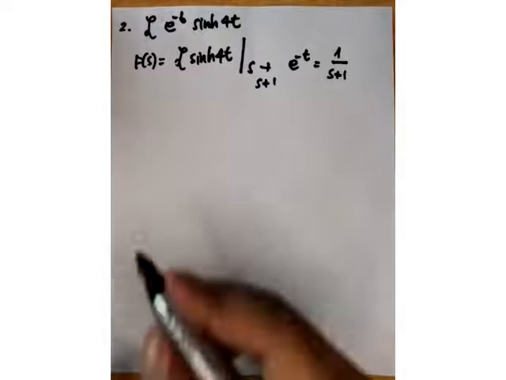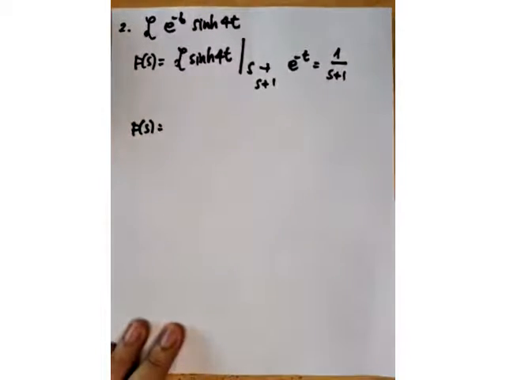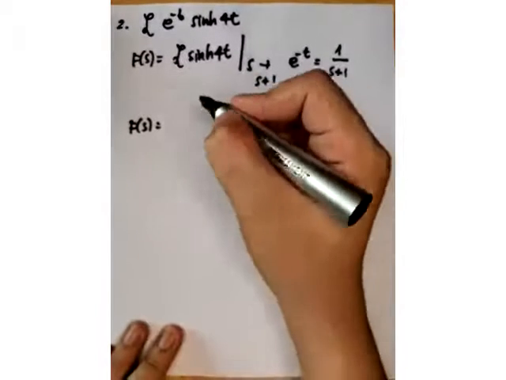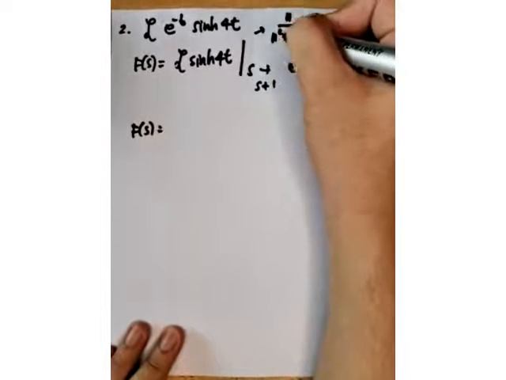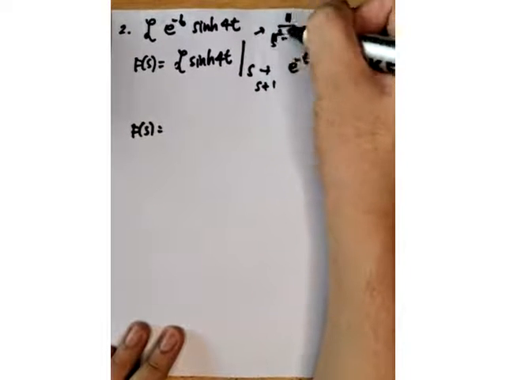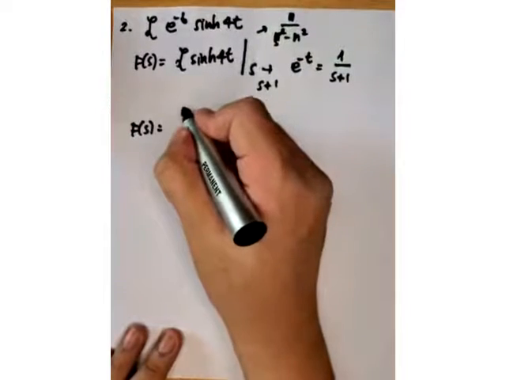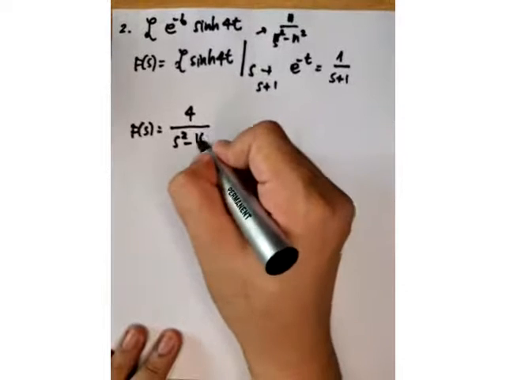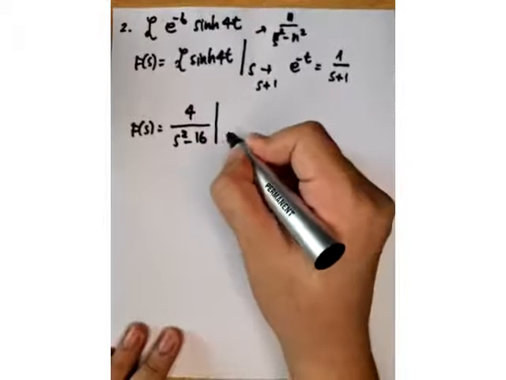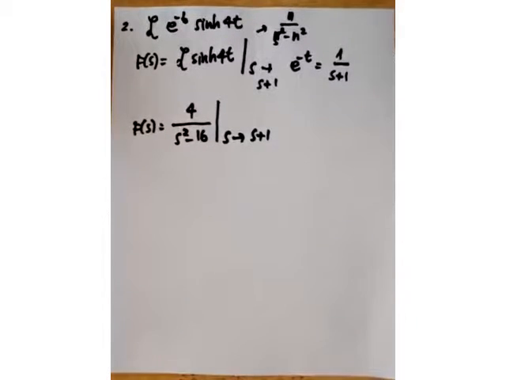Okay, ngayon, itutuloy na natin. So, what is the Laplace transform of hyperbolic sine 4t? Ang hyperbolic sine ay n over s squared minus n squared. So, that will be n is 4. So, that's 4 over s squared minus 16. And then, lahat ng s, gagawin natin s plus 1.